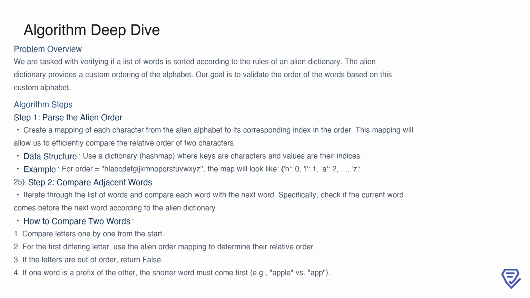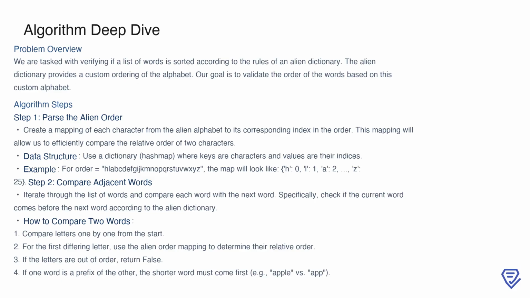The first step is to create a mapping of each character in the alien alphabet to its index in the order. This mapping allows us to determine the relative position of any two characters instantly, which is crucial for efficient comparison. We can use a dictionary, or hash map, where the keys are the characters and the values are their positions in the alien order. For example, if the order is given as a string, the mapping might be h:0, l:1, a:2, ..., z:25.